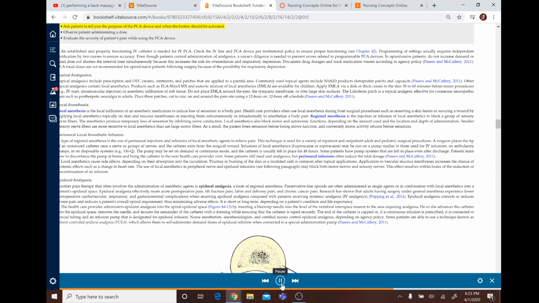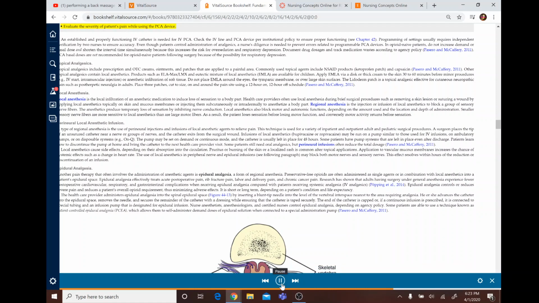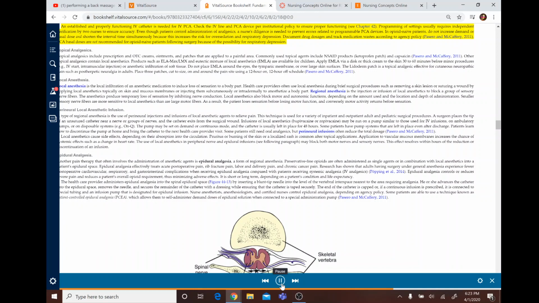Evaluation: Ask patient to tell you the purpose of the PCA device and when the button should be activated. Observe patient administering a dose. Evaluate the severity of patient's pain while using the PCA device. An established and properly functioning IV catheter is needed for IV PCA. Check the IV line and PCA device per institutional policy to ensure proper functioning. See Chapter 42. Programming of settings usually requires independent verification by 2 nurses to ensure accuracy.